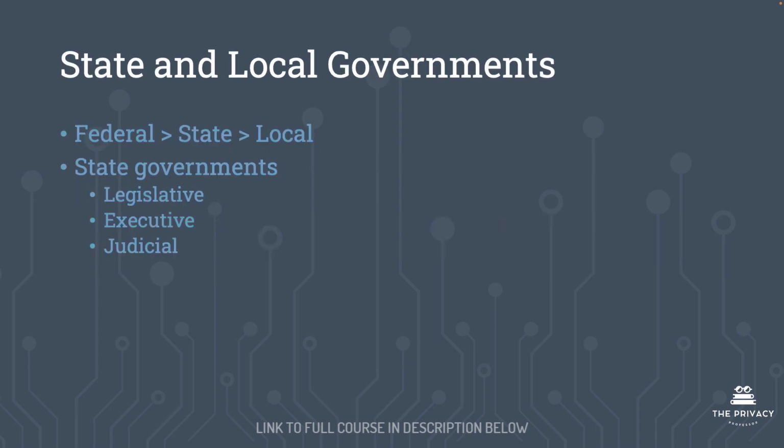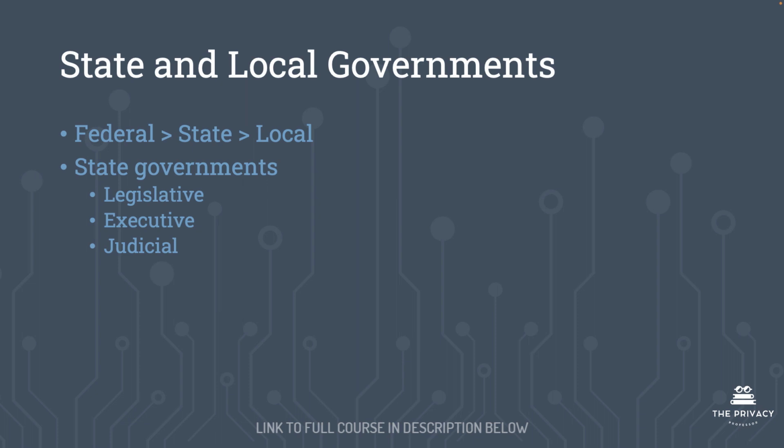With regards to state and local governments, again, the structure for state governments is very similar, if not identical, to what we see at the federal level. That means that state governments also have a legislature, an executive branch, and a judicial branch. There are some odd exceptions throughout the 50 United States, but you don't need to know those for the CIPP US body of knowledge.